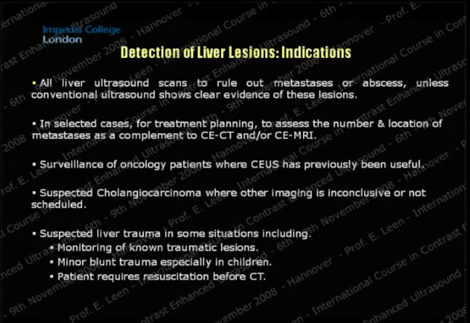Now, the one clear indication whereby we would certainly recommend using contrast is if you want to rule out metastasis or abscess, unless this is so clear on your baseline scan. So that's really the first one. The second indication is, as stated there, in selected cases for treatment planning, to assess the number and location of metastases as a complement to CT and MR, even contrast-enhanced MR and CT scan.